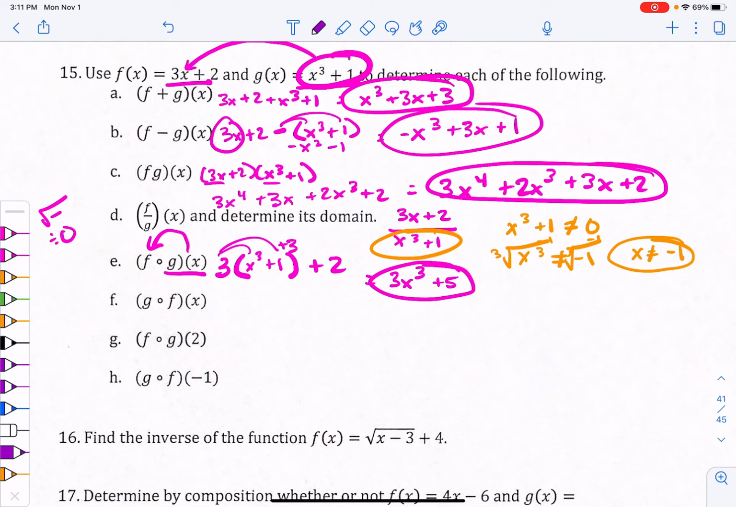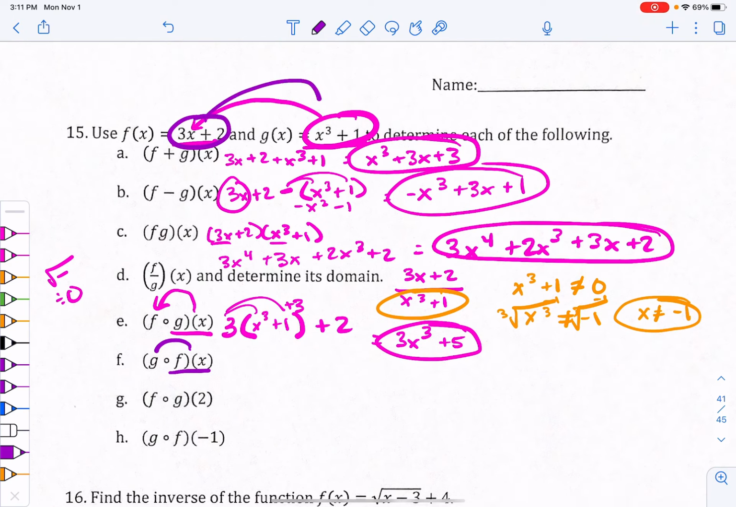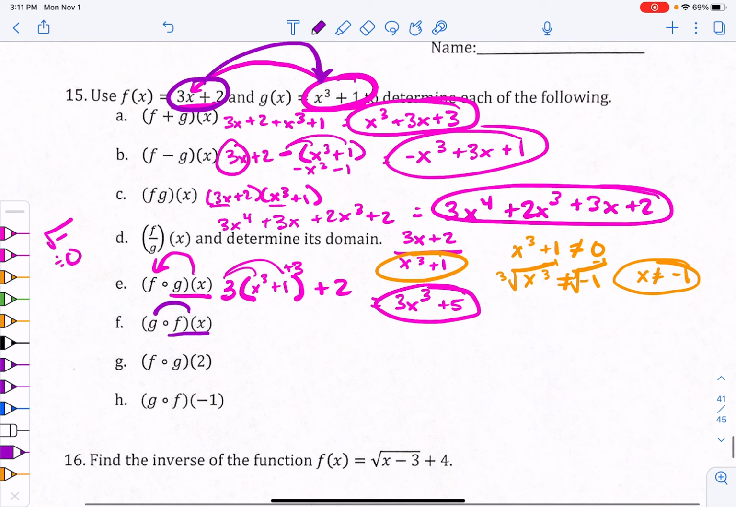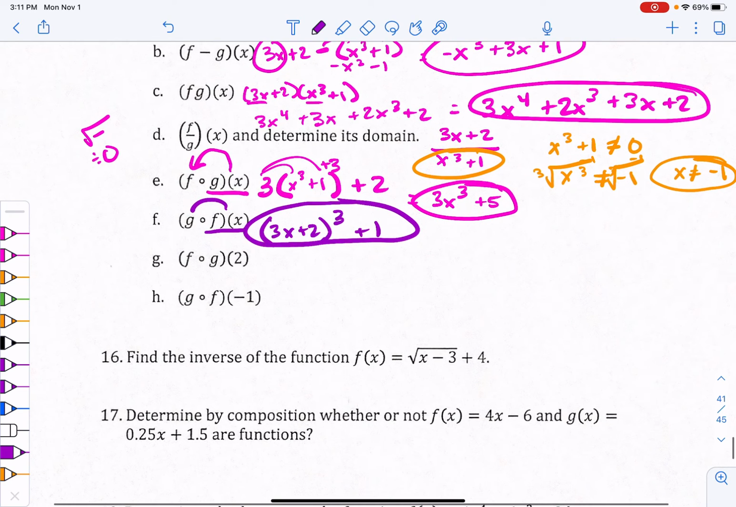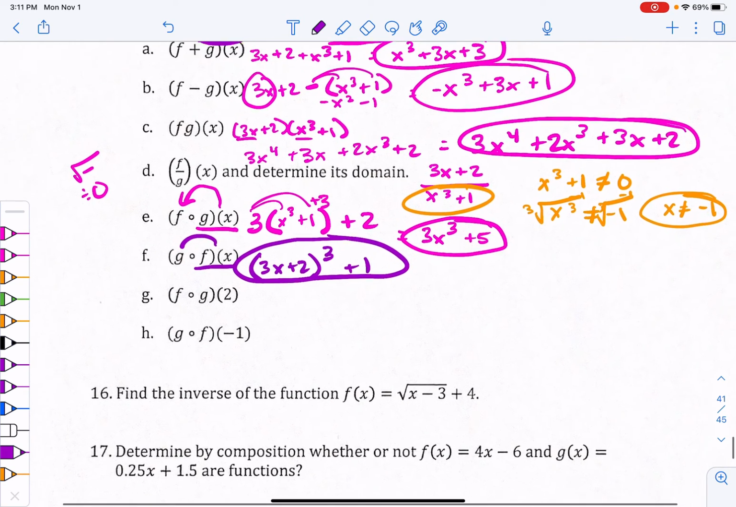Okay, next one, we're plugging f into g. So this guy is going in here, and it is x to the third plus 1. I'm going to plug that in there, and I'm going to be lazy and not FOIL that cubic thing out. If you did, good for you. If not, great. We're just going to leave it, okay?